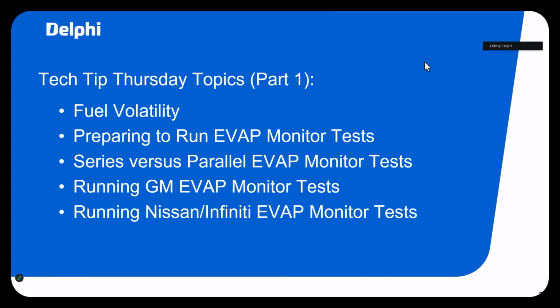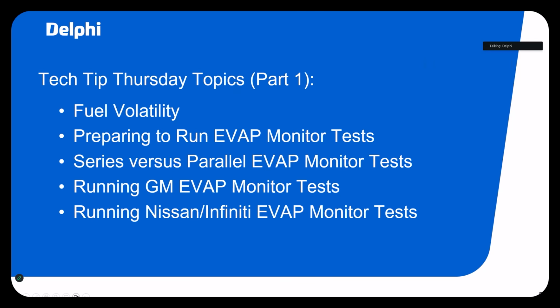So today we're going to talk about making sure the vehicle's prepared. We're going to talk about the difference between a series and parallel test. Series apply to EVAP monitors. Parallel monitors apply to things like catalytic converter and oxygen sensors. We're going to take a look at GM's EVAP systems today, and then running Nissan Infiniti EVAP systems.